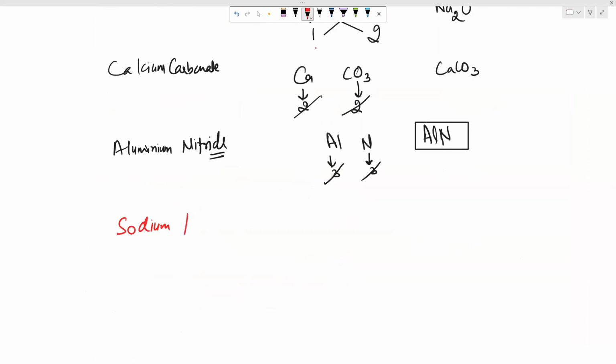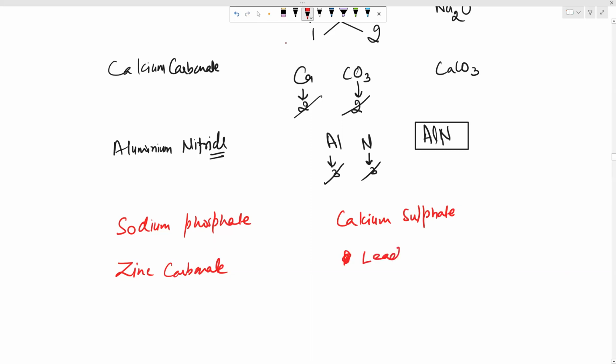So write down the formula of sodium phosphate, zinc acetate, zinc carbonate, calcium sulfate, lead nitrate. Then write barium sulfate.